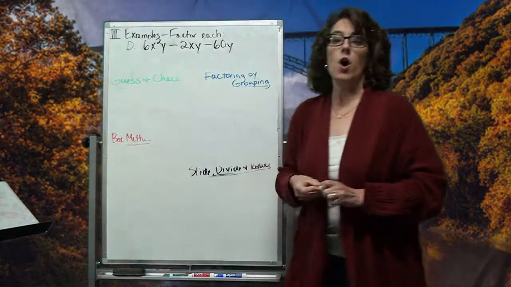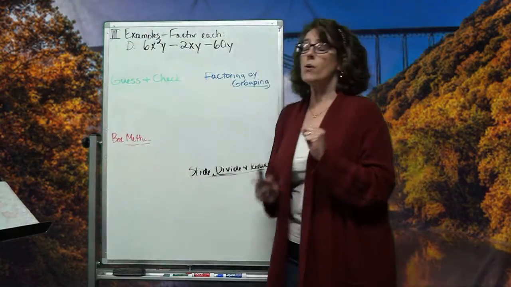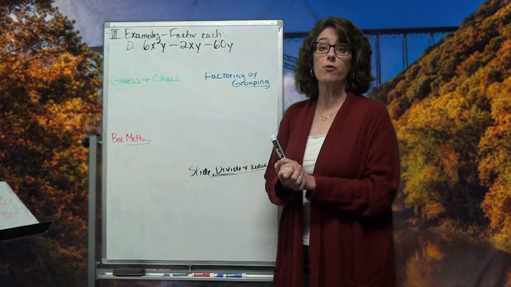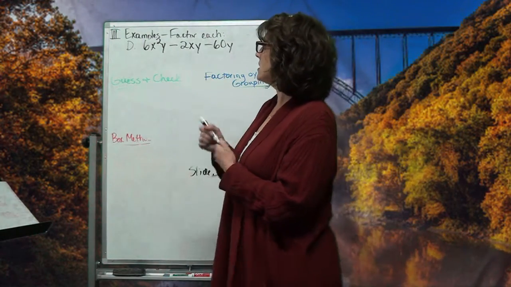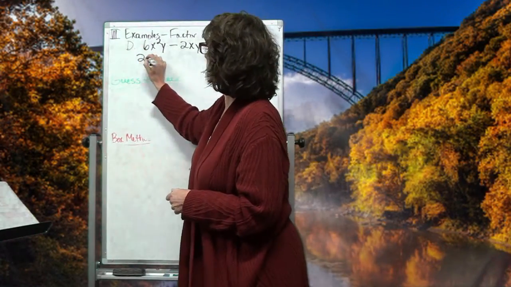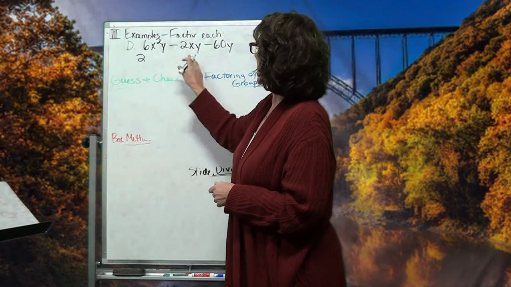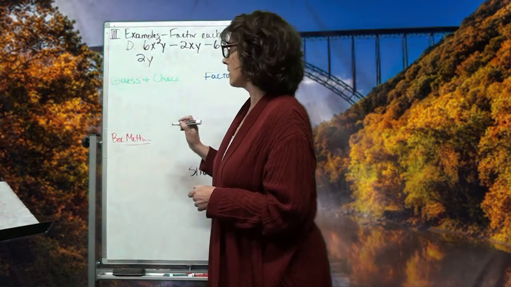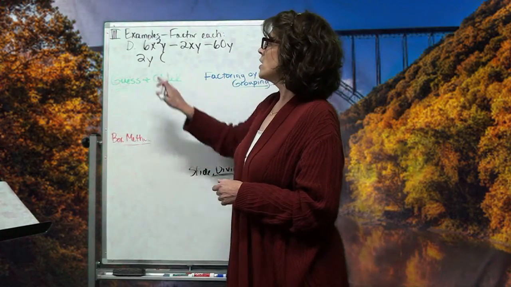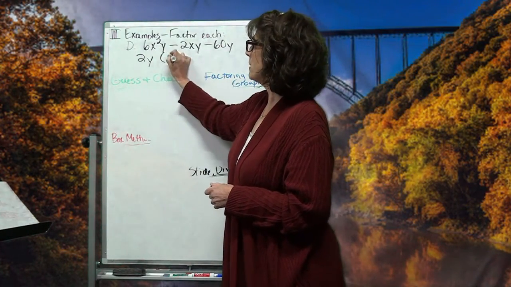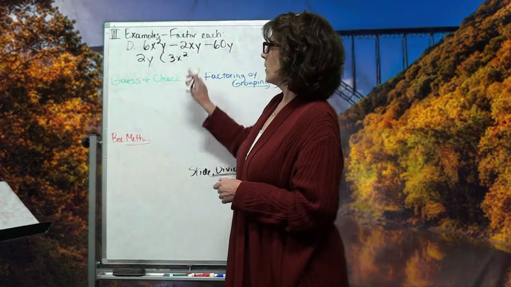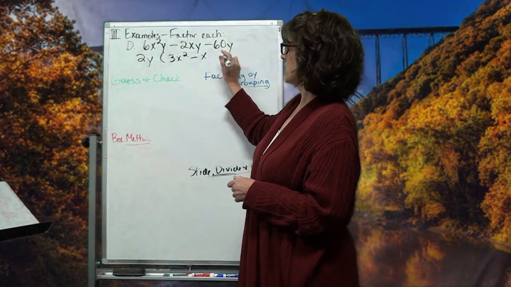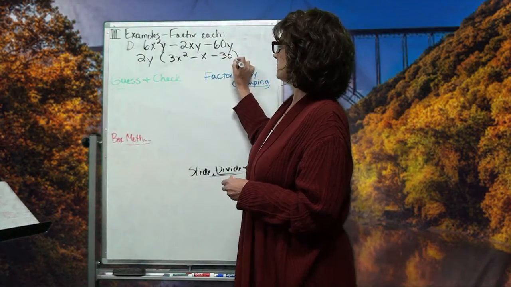And once again, always look first to see if there's something common you can divide out before you do anything else. As I look at these, I'm definitely going to be able to divide a 2 out of every term. And I can divide an x out of these two, but not that one. But I can certainly divide a y out of every single term. So when I divide this by 2y, I'm left with 3x squared. When I divide this by 2y, I'm left with negative x. And when I divide this by 2y, I'm left with negative 30.